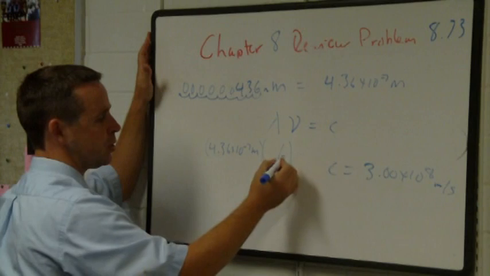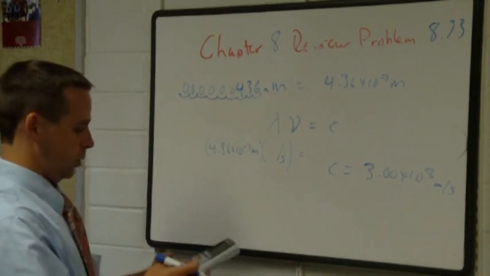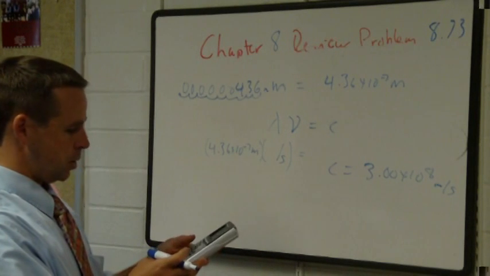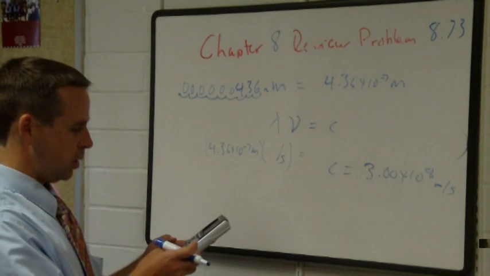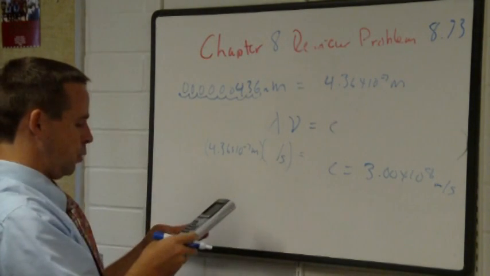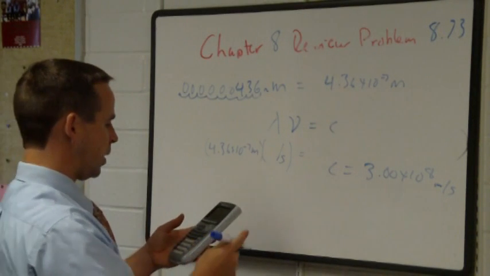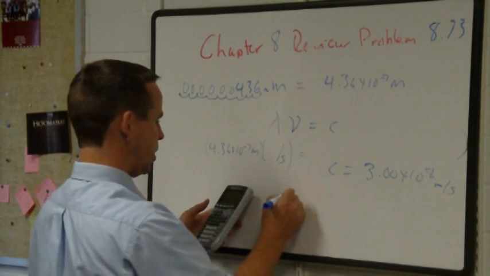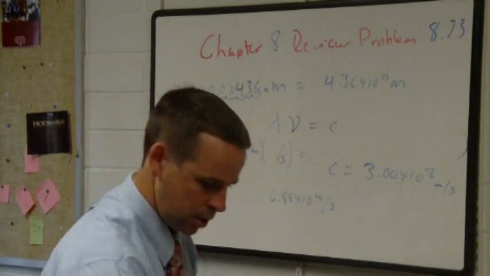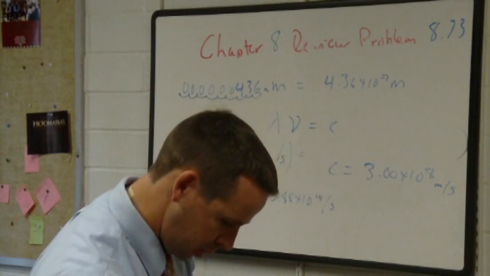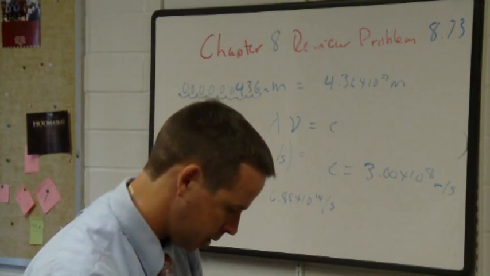And so we're going to solve for the frequency, and we're going to use the speed of light there. So we have 3.0 times 10 to the 8th divided by 4.36 times 10 to the minus 7. Alright, so I'm getting 6.88 times 10 to the 14th per second. So that's our frequency. That's 873: 6.88 times 10 to the 14th.